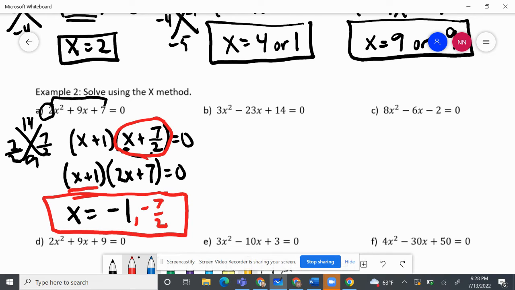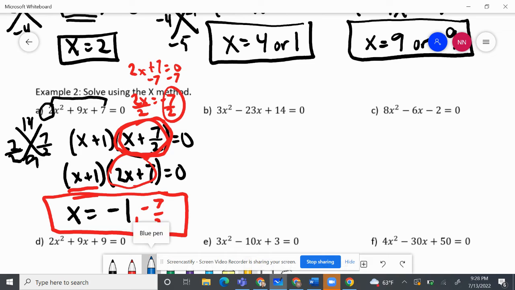Now what we could do is take this one and solve it if we wanted. 2x plus 7 is equal to 0. We subtract the 7, and we get 2x is equal to -7. And when we divide by 2, notice we get the -7/2. So what I like to do is look at this first binomial, and that is more helpful for me than the actual second one.